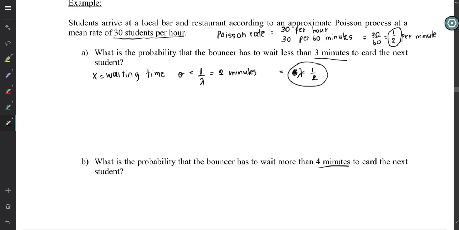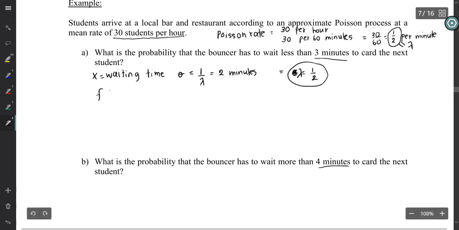So again, the Poisson rate is 30 per hour or 30 per 60 minutes or 1 over 2 per minute. So our lambda is 1 over 2. Therefore, 1 over lambda is 2. That is exactly our theta. So what we get, the Poisson rate is lambda, but 1 over lambda is theta. So therefore, theta is 2.